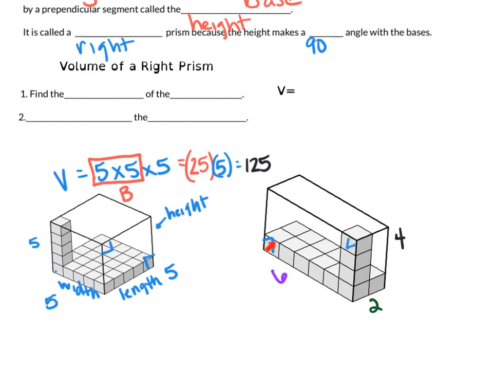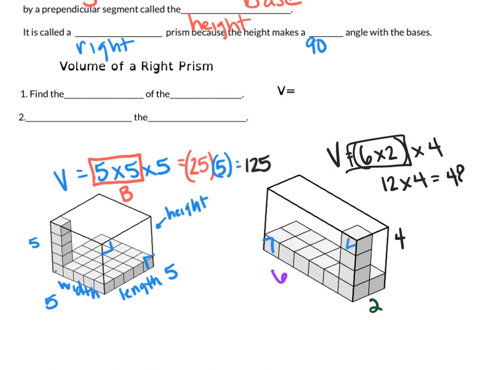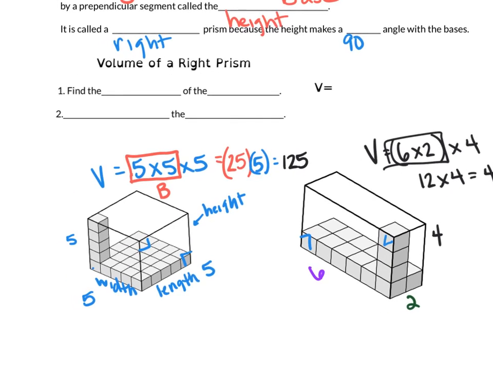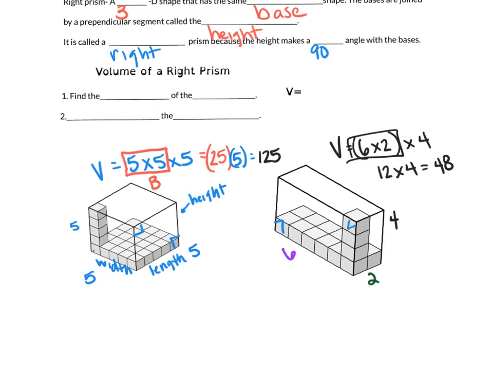So we can see the base, how many units does it take to cover the base? We have 6 of these by 2, so that's 12 units to cover the base. We're going to stack that up 4 times. So we're going to get a volume of 6 times 2, which represents the base, times 4 for the height. And this is equal to 12 times 4, which is just 48.